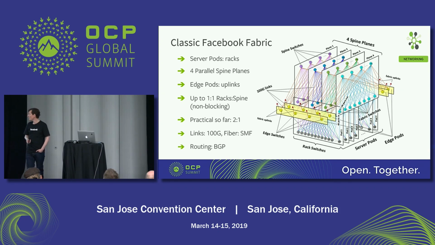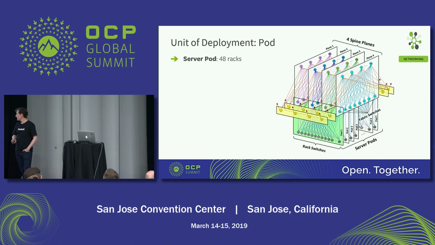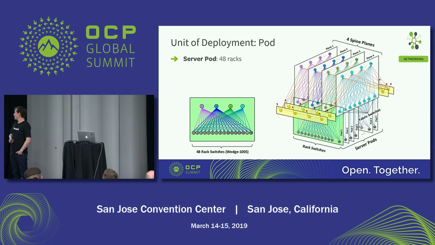It's all BGP-based routing. Let's take a closer look at the server pod. As I mentioned, the server pod contains 48 rack switches, and in our case, this is our in-house platform, Wedge 100S. The 4 fabric switches aggregate these rack switches of the pod. They can be Backpack, but our pods are compatible with OEM switches as well.